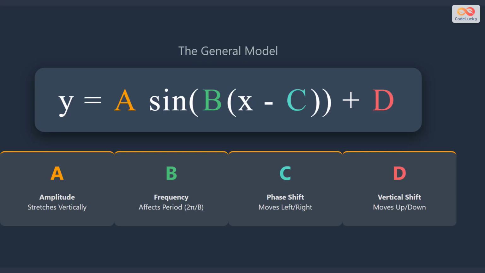Putting it all together, we get the general sinusoidal equation. y equals a times the sine of b times (x minus c) plus d. Each letter controls a specific transformation. A is the vertical stretch, b affects the horizontal stretch, c is the horizontal shift, and d shifts the whole graph up or down.